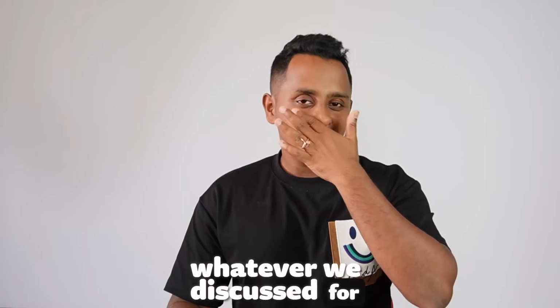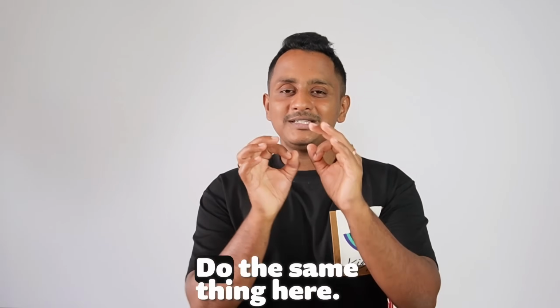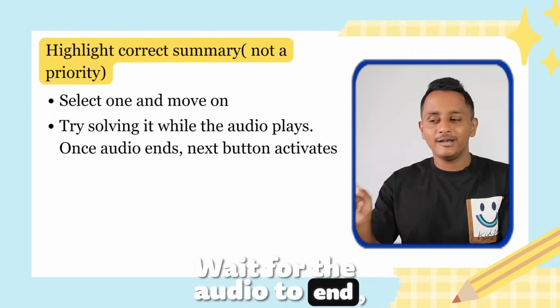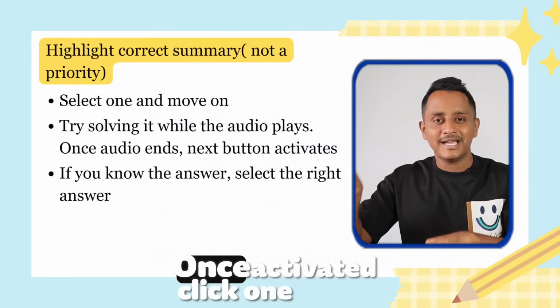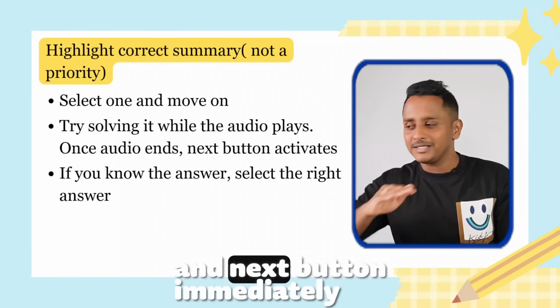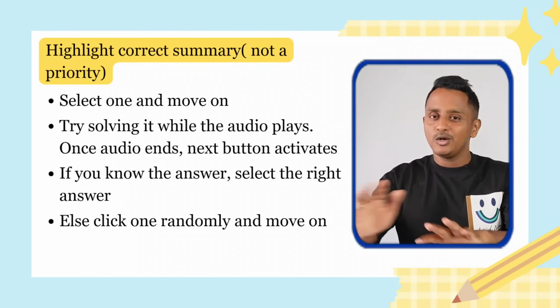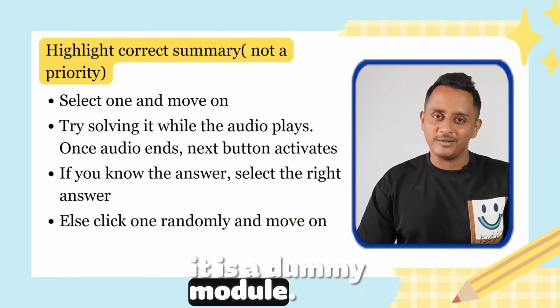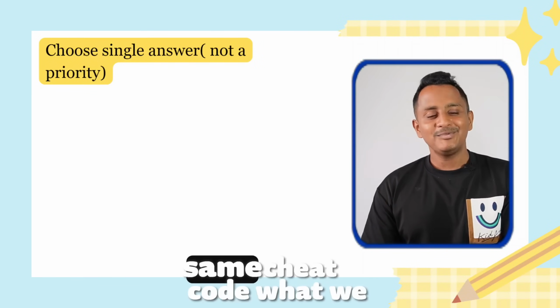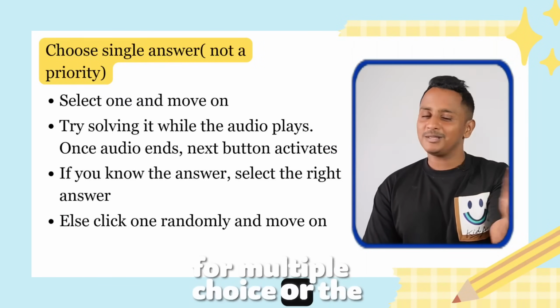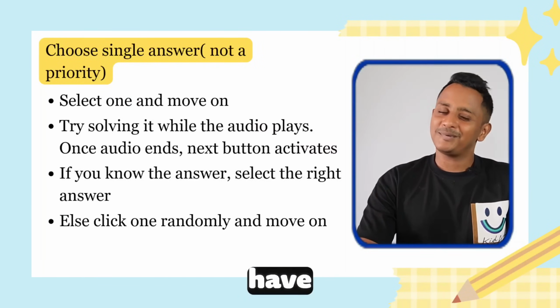The next that comes is highlight correct summary. Whatever we discussed for choose multiple answers, do the same thing here. Wait for the audio to end. Wait for the next button to get activated. Once activated, click one answer and the next button. Immediately move to the next question. Don't have to worry about it. It's a dummy module. The next is choose single answer. Same cheat code what we told for multiple choice or the previous module. Click one and move on. Don't have to practice for this module.